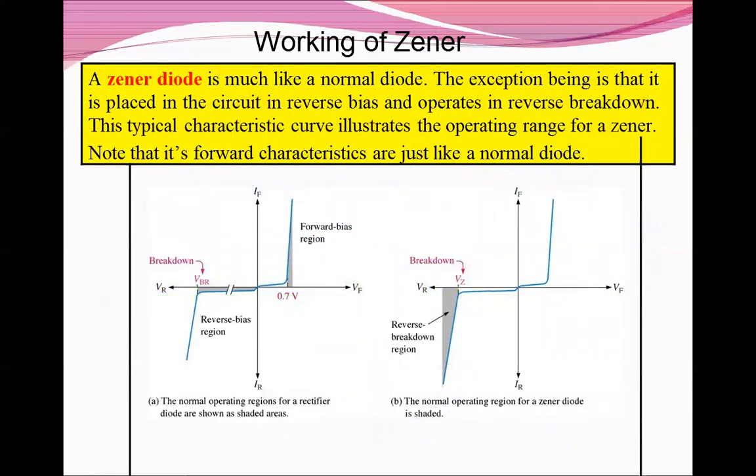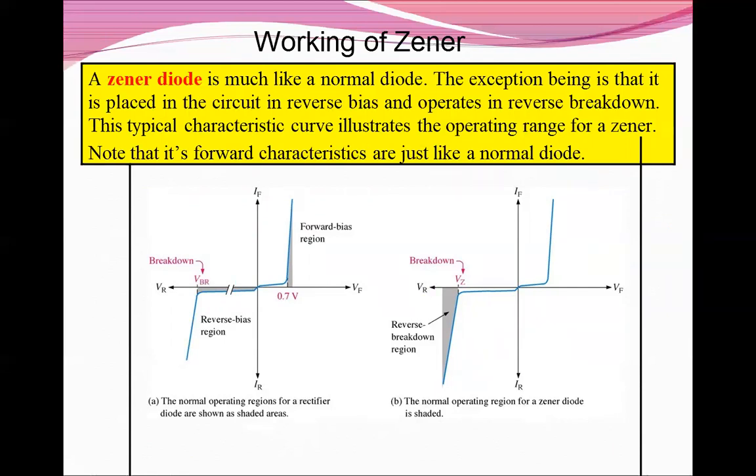Now we are going to see the working of Zener diode. A Zener diode is much like a normal diode, the exception being that it is placed in the circuit in reverse bias and operates in reverse breakdown. This typical characteristic curve illustrates the operating range for a Zener. Note that its forward characteristics are just like a normal diode. You can look at the characteristics of the Zener diode.